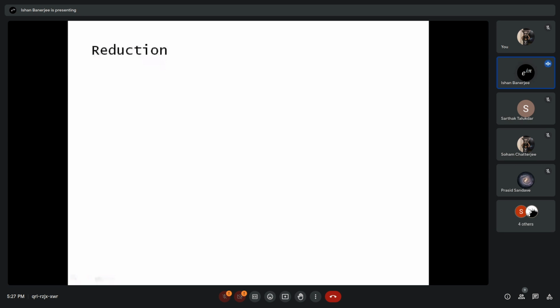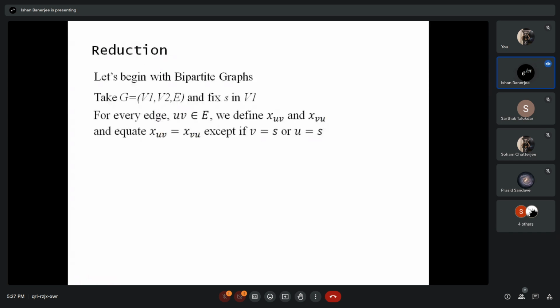We will equate them, XUV equal to XVU, except when V equals S or U equals S. Except for this, they must be equal. And for U, V in V1, we will define the neighborhood of U, V as all the vertices W on V2 such that UW is an edge and WV is an edge. In other words, there is an edge between U and W, and an edge between W and V, and W is in V2.